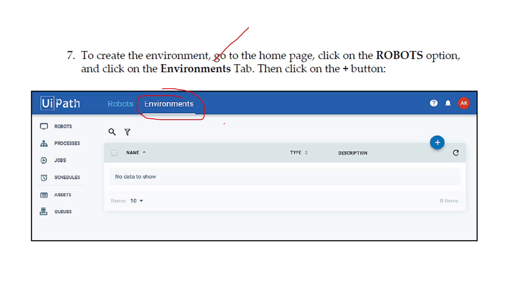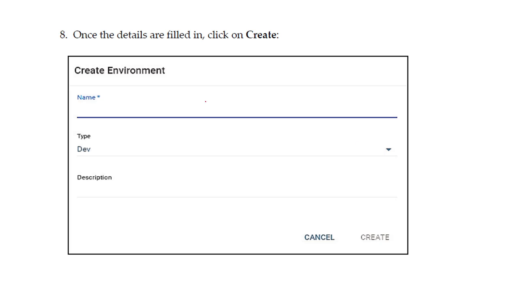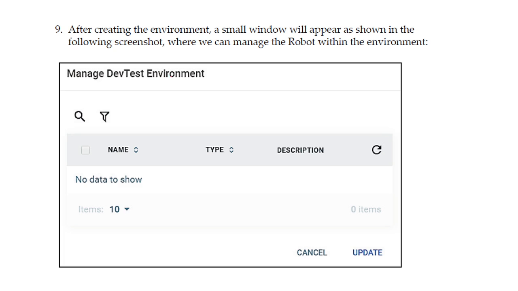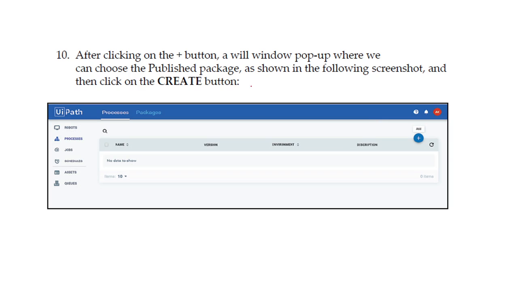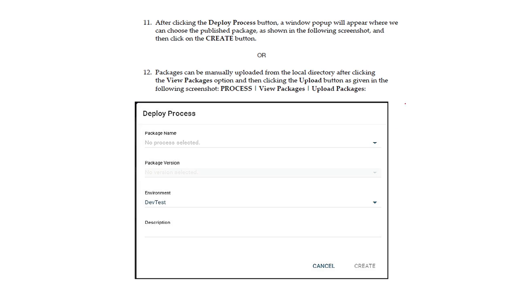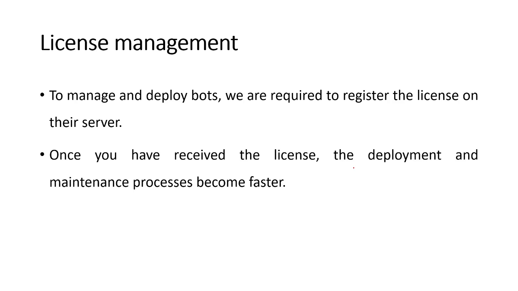See, can you see here environment? Then click on this plus. There you will get a window like this, where you need to provide the details for the environment. Then you need to choose create. Clear? And then after creating the environment, a small window will appear like this, where we can manage a robot within that environment. Okay, so just follow these steps. This is about the deploying process window. Okay, just follow the steps.